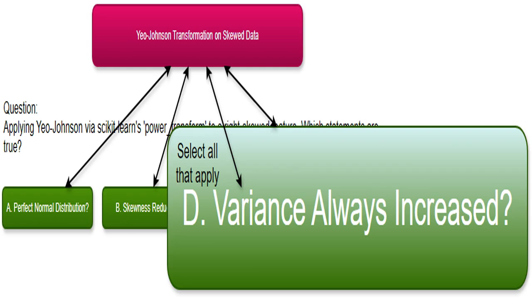It's a misconception that the Yeo-Johnson transformation will always increase the variance of a dataset. The effect on the variance depends on the specific dataset and the parameters used for the transformation. It could stay the same or even decrease. It's not a guaranteed outcome, so that statement is false.